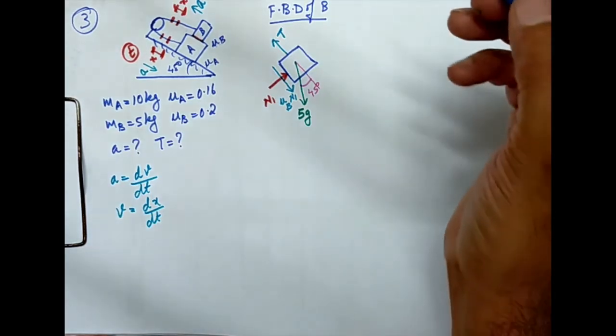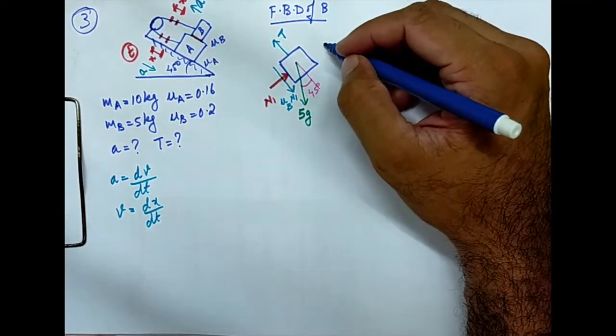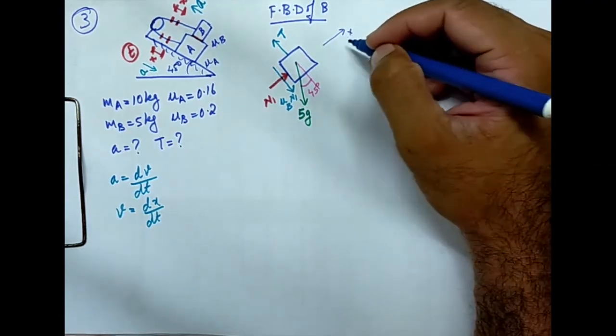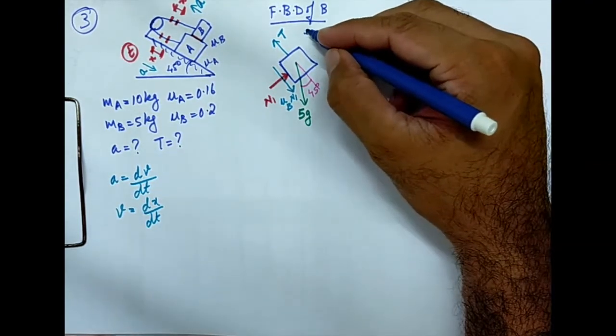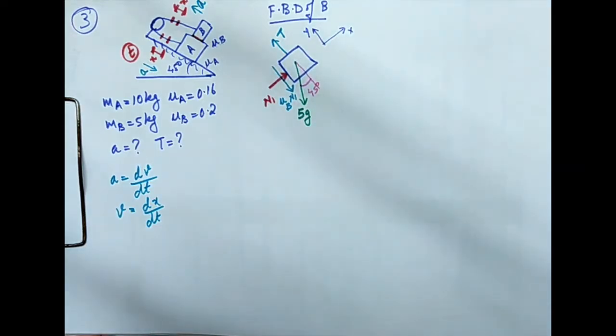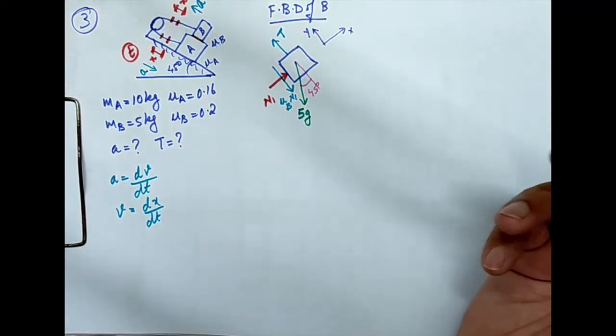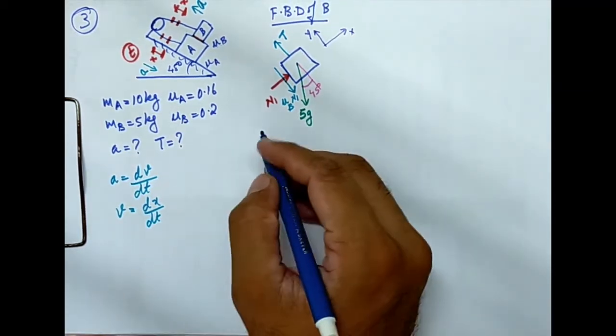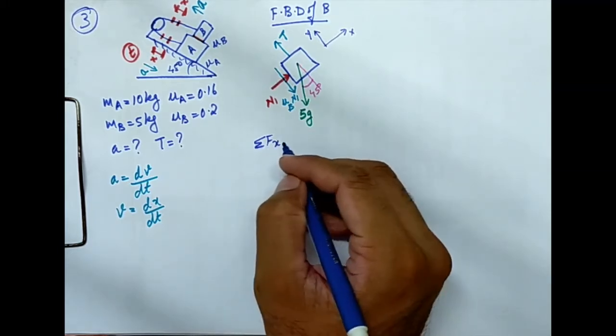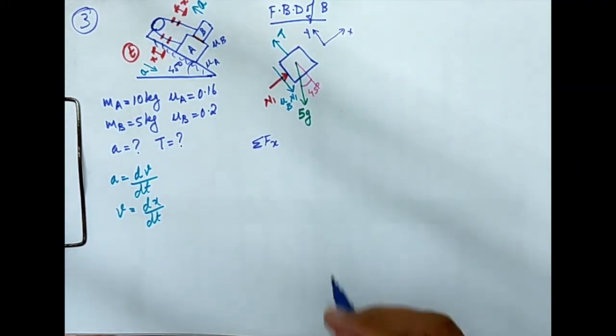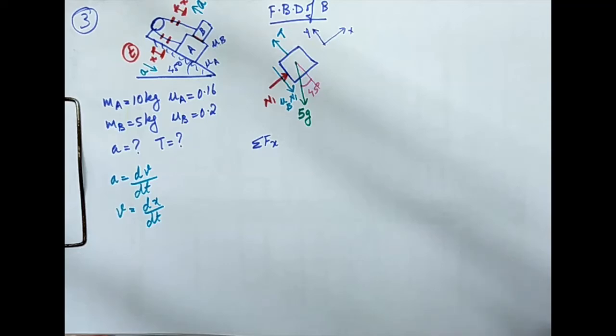Now we need to assume some direction before starting. So I'm assuming this as my x direction and this as my y direction. So I have the x and y directions. Now I'm going to write the sigma fx and sigma fy. So first I'm trying to write sigma fx. Now I need to write the right hand side, whether it is 0 or it is ma. It will be 0 if it is in static equilibrium in that particular direction. It will be ma if it is in motion in that particular direction.